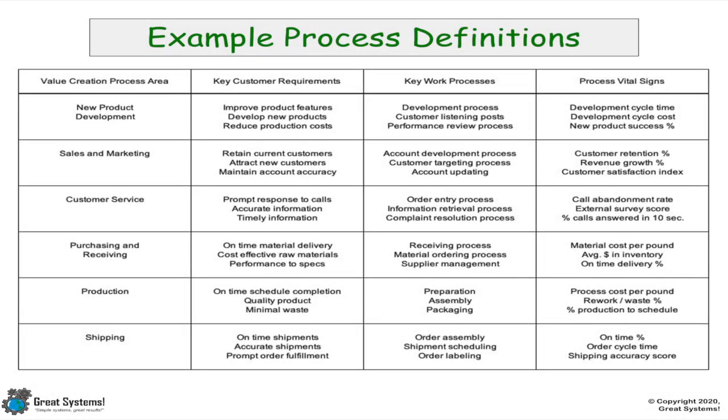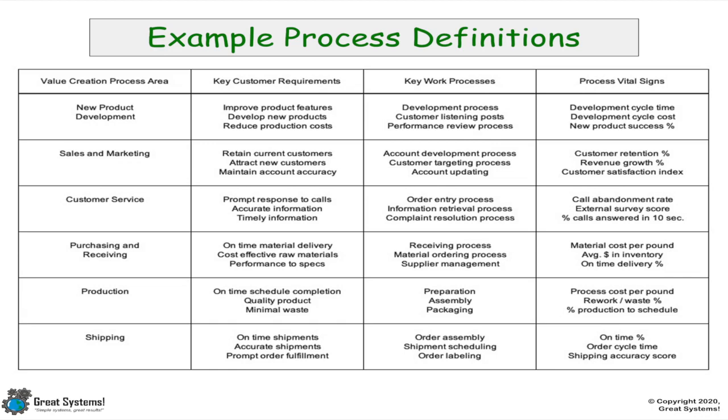Example process definitions. This process definition blueprint represents an additional key tool that you should consider using in your own facility. By working together as a group to create this simple matrix, a leadership team gains a much greater perspective on why they do what they do each day.